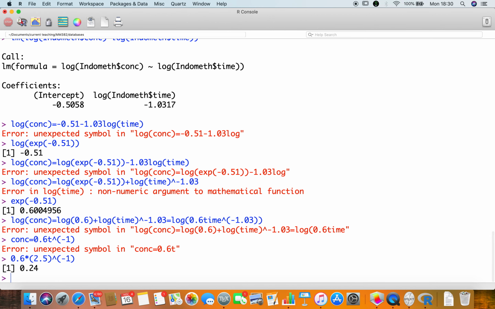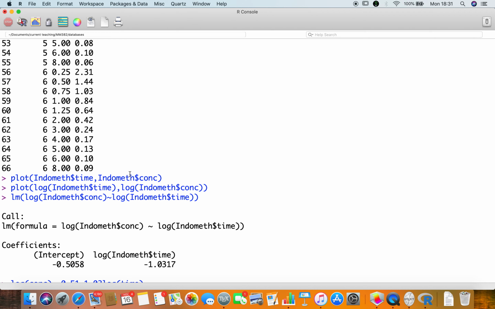If I get the concentration for time T equal to 10, I can do exactly the same thing. It will be 0.6 times 10 to the power of minus 1, so that would be 0.06, but you're not sure if that's a very good value. It's better than nothing, but you're not that confident of your prediction because 10 is outside the range of the data. All right, so that just gives you an example of nonlinear relationships.